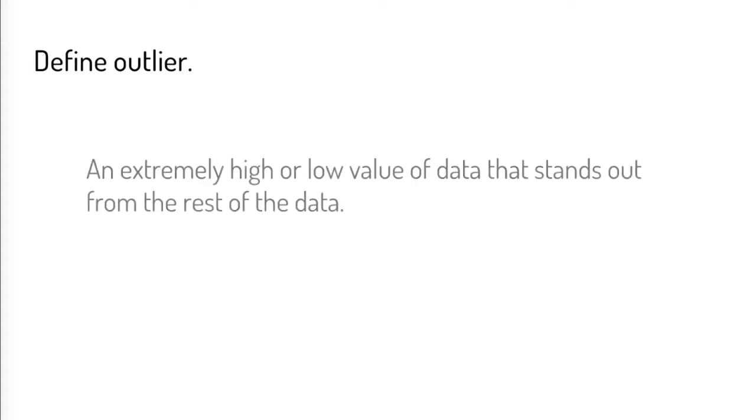Define outlier. What is an outlier? We would define an outlier as an extremely high or low value of data that stands out from the rest of the data. It's quite simple, but it's really important that you know how to define the terms correctly.